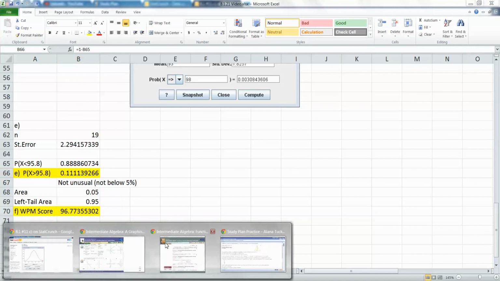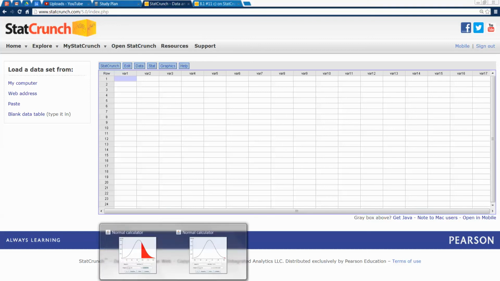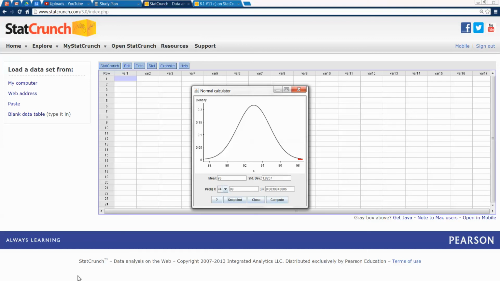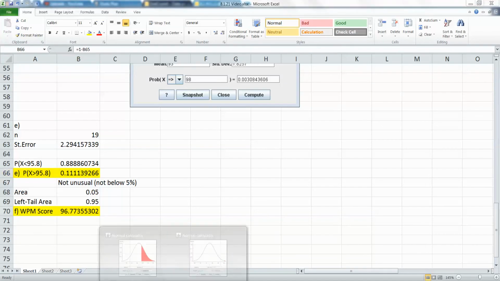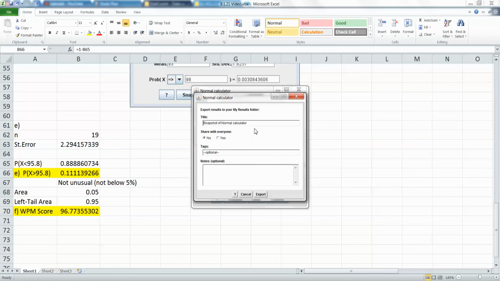Let me go make a StatCrunch picture. Actually, I'm going to pause you and I'll make the picture. Well, maybe not. Here. If I just pull this up. Here, 93, and then we said this was 2.294, and then we say this is 95.8. Compute. 0.1111, which is just what I found. I'll take a snapshot. 8.1, number 11E.